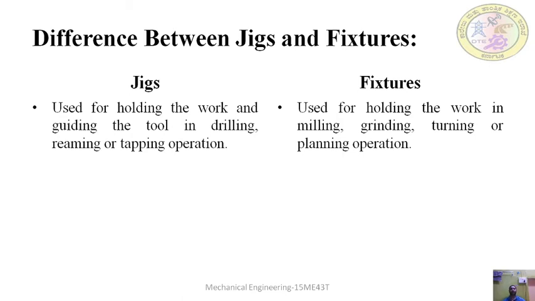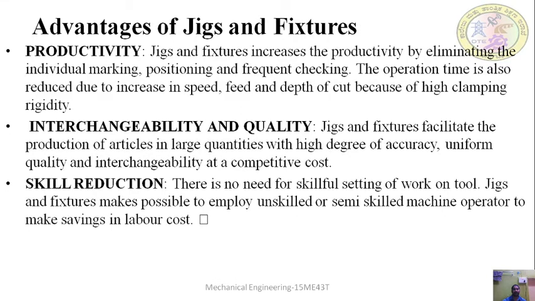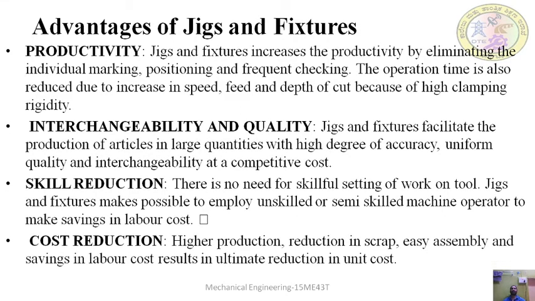So jigs are used for holding the work and guiding the tool in drilling, reaming and tapping operations, whereas fixtures are used in planning, turning and guiding operations as discussed earlier. So next, the advantages of jigs and fixtures.